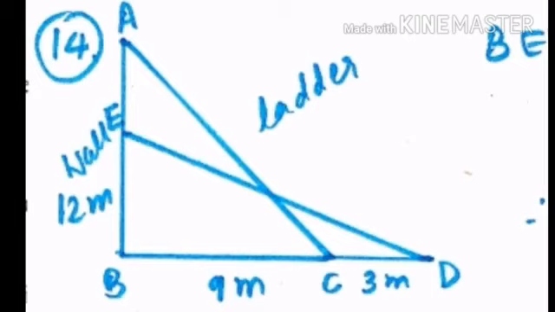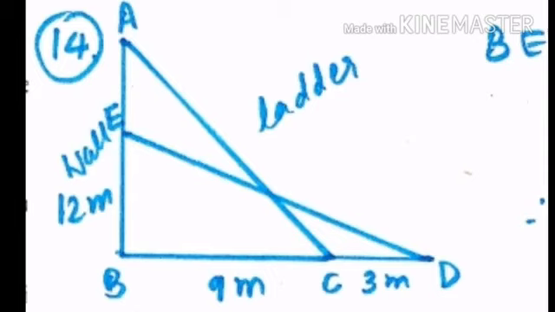Question number 14: A ladder rests against a vertical wall at a height of 12 meter from the ground, with its foot at a distance of 9 meter from the wall on the ground. First of all you have to draw one vertical wall and the ladder resting on it. I have drawn the 12 meter height of the wall as AB and written 12 meter, and the 9 meter distance BC from the foot of the ladder to the wall.